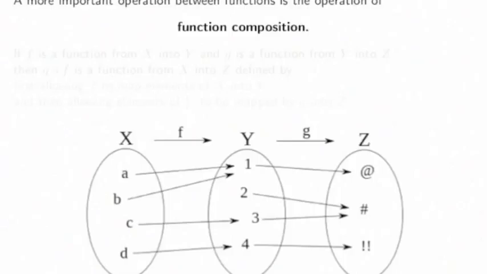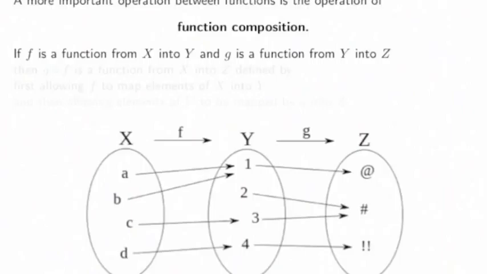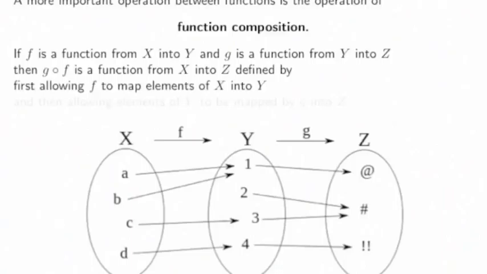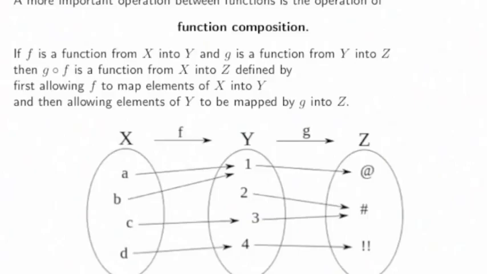In the picture below, we have the function f taking us from the set X on the left to the set Y in the middle, and then we have the function g taking us from the set Y in the middle to the set Z on the right. So f is a function from X into Y, and g is a function from Y into Z. Then g composed with f is a function from X into Z, defined by first letting f map elements from capital X into capital Y, and then letting elements of capital Y be mapped by g into capital Z.